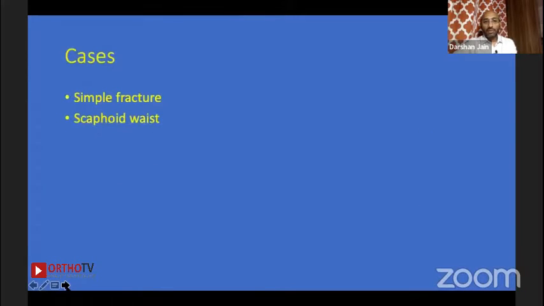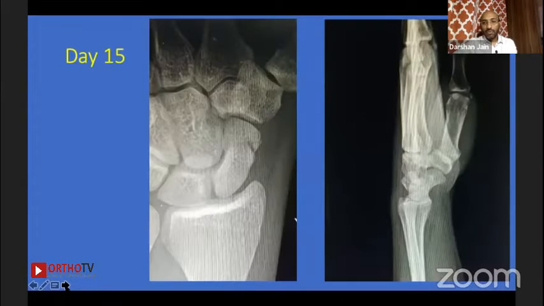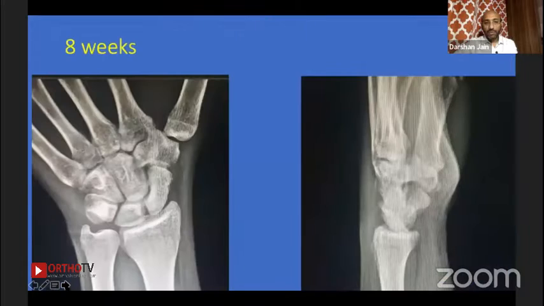I'll just show some of these cases, like simple fractures and a scaphoid waist fracture. So this gentleman has a fracture around the scaphoid waist. You can see now it's undisplaced. Clinically, typically he had a tenderness there, undisplaced. Day 15, you can see the fracture line is more evident here, whereas initially it was not so obvious. 8 weeks down, managed totally conservatively with a scaphoid cast, a completely healed fracture.